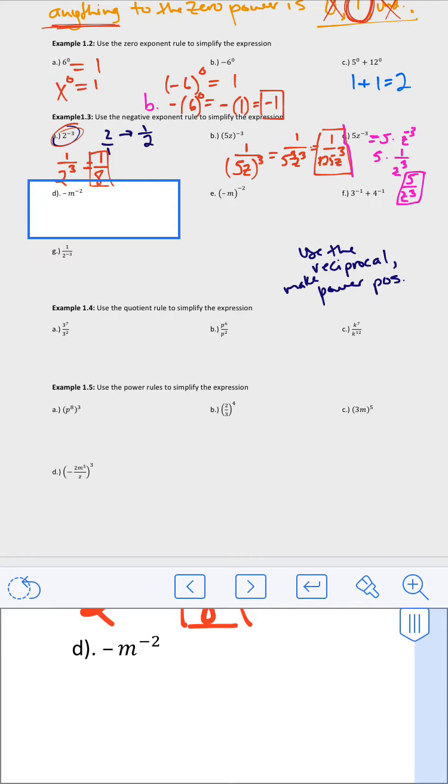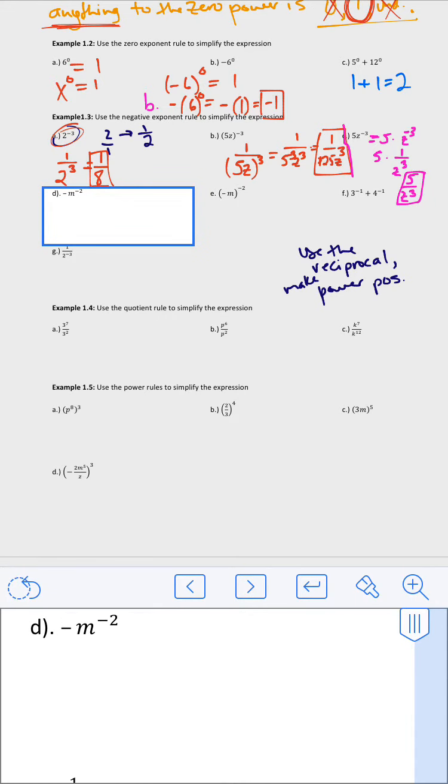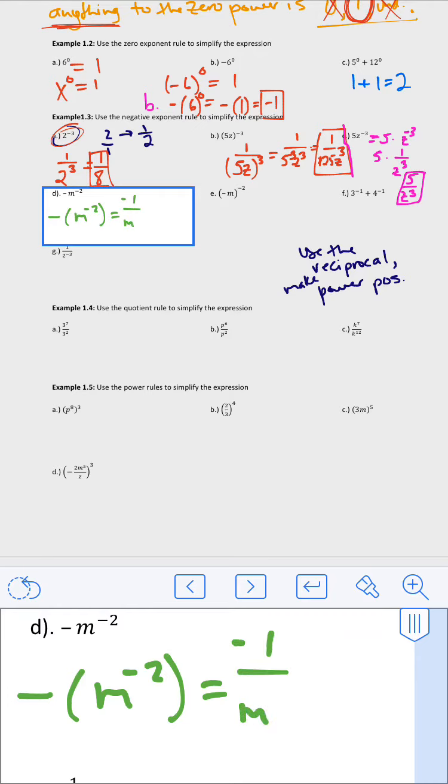So, negative m to the negative second. Well, again, that negative is not a part of this m to the negative second, right? So this is essentially the case we're going for. That changes into 1, negatives on the outside, over m to the second. So that would be the first one. The negative's kind of on the outside, so a negative 1 over m to the second.